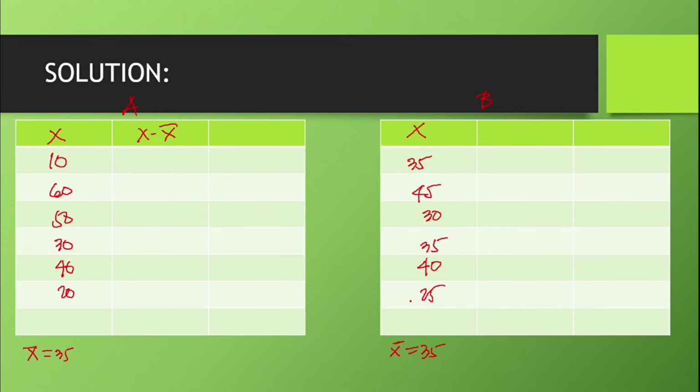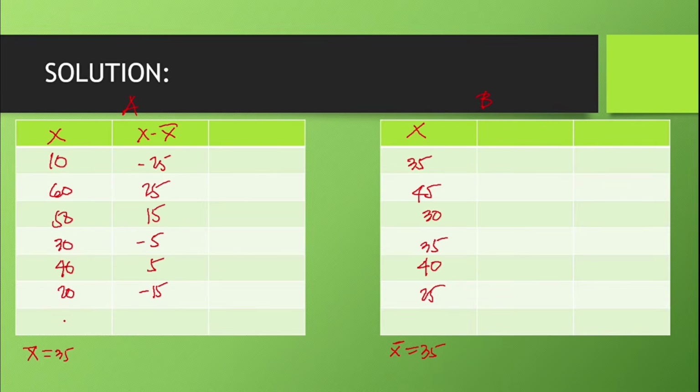The second step is we're going to subtract the mean from the data. So we have here 10 minus 35, which is negative 25. This is 60 minus 35, we have 25. 50 minus 35, we have 15. And 30 minus 35, we have negative 5. And we have 40 minus 35, we have 5. And we have 20 minus 35, we have negative 15.